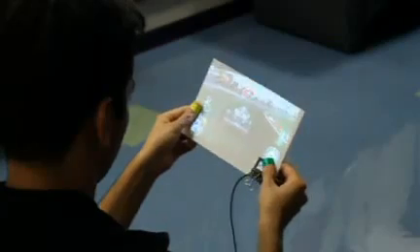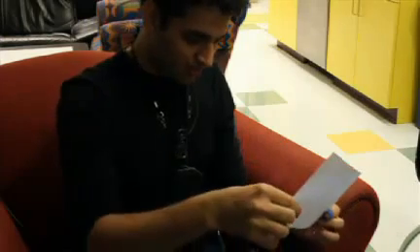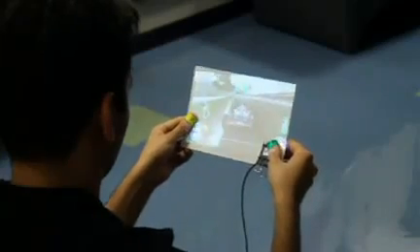And you can, of course, play games. Here, the camera is actually understanding how you're holding the paper and playing the car racing game.